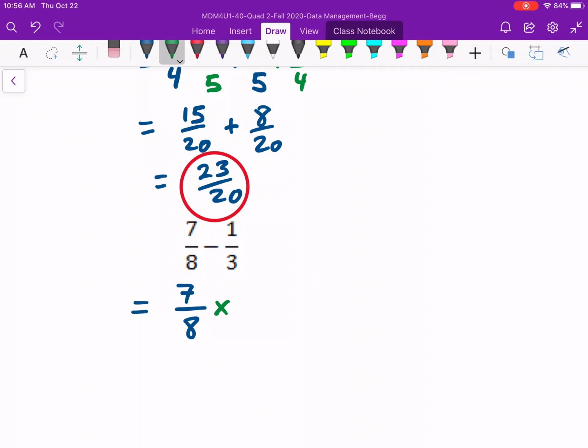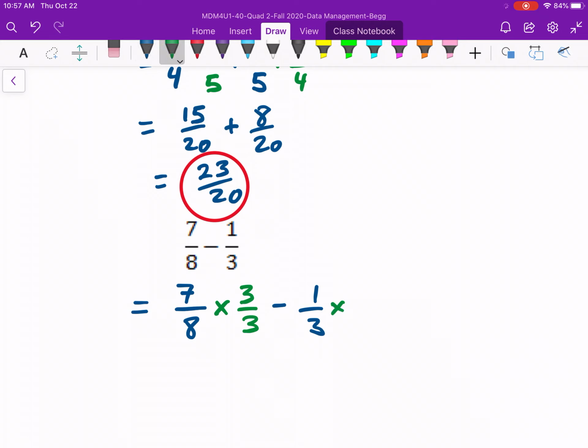I'm just using a different color. You'll see I use different colors a lot in my lessons just to try to draw your attention to certain things. So right now I'm just trying to draw your attention that I'm multiplying by 3 over 3 to get that common denominator, but 3 over 3 is just equal to 1, so I'm not actually changing the value of the fraction, I'm just giving it different numbers.